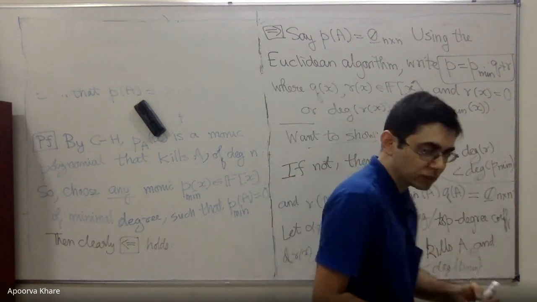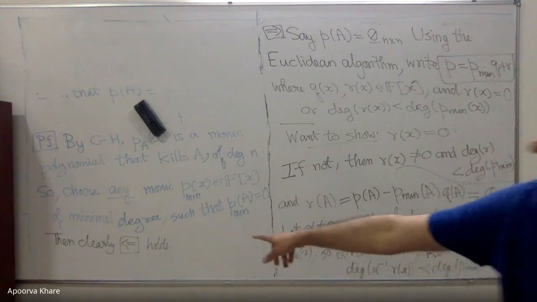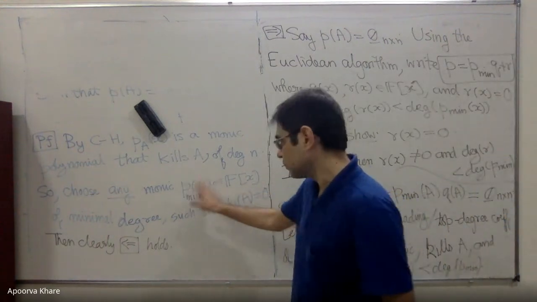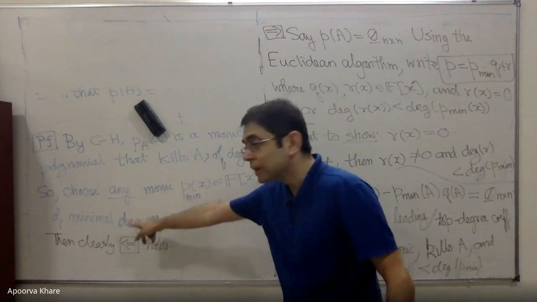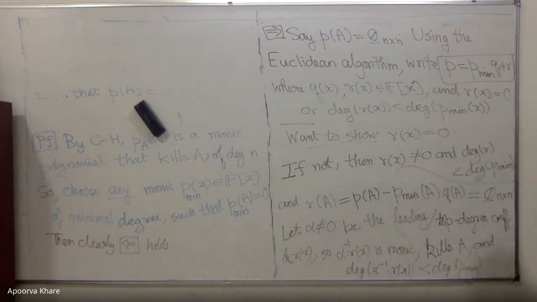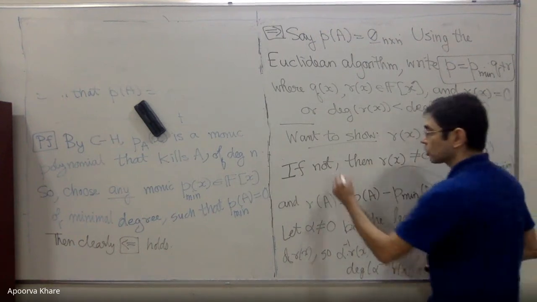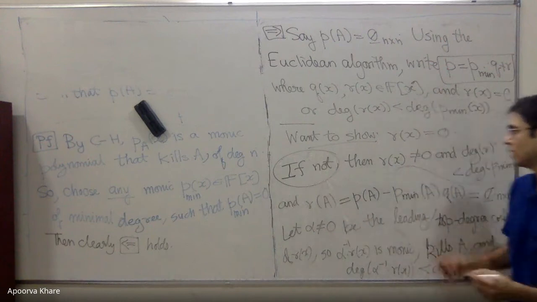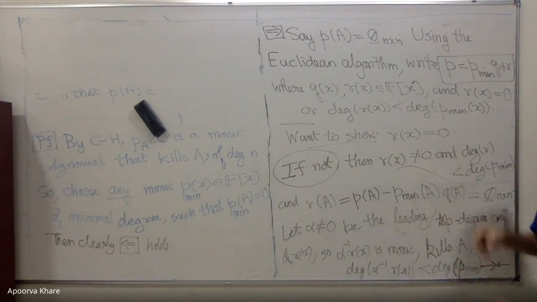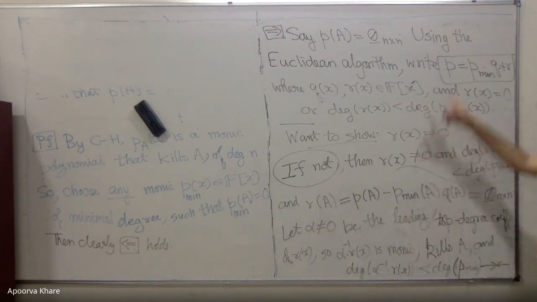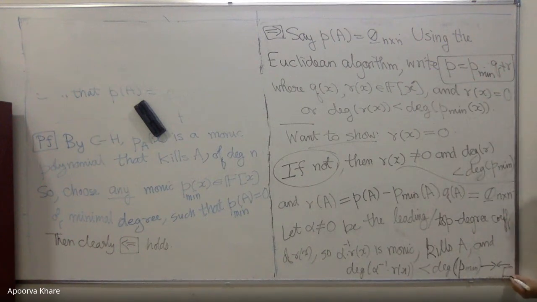The whole point was that P min was chosen to be the polynomial, any polynomial, which is monic, which kills A and has minimal degree. So how can you have something of a strictly smaller degree? That is not allowed. That is what one calls a contradiction. So the contradiction means that this assumption that R of X is non-zero must be false. So R of X is 0, which means P min divides P. So I think I can just end it.